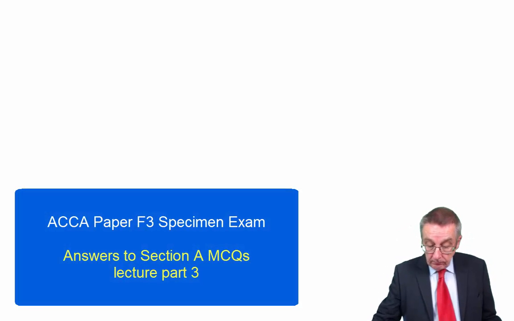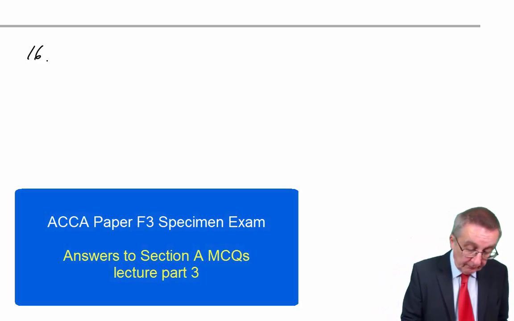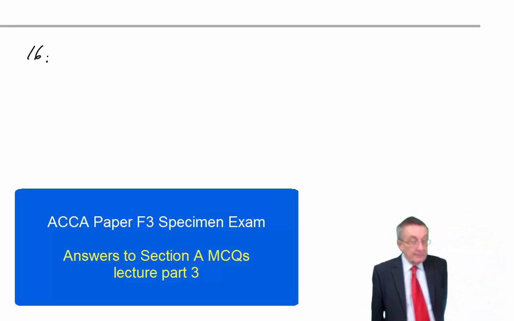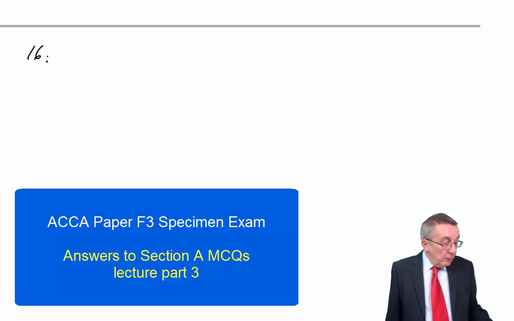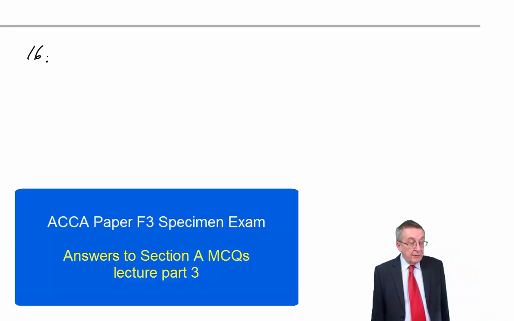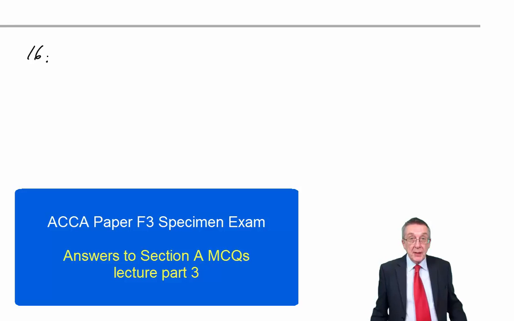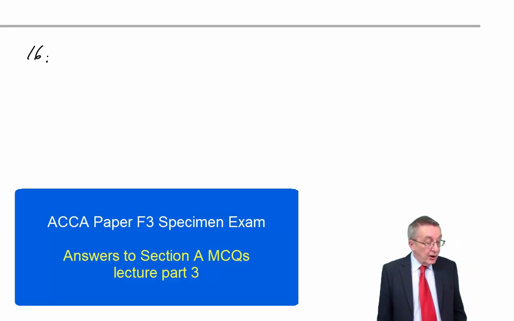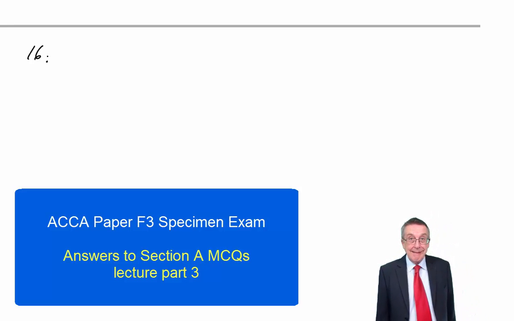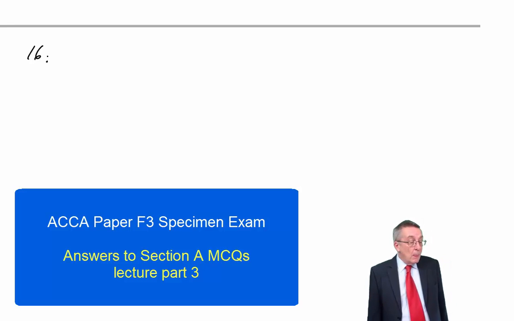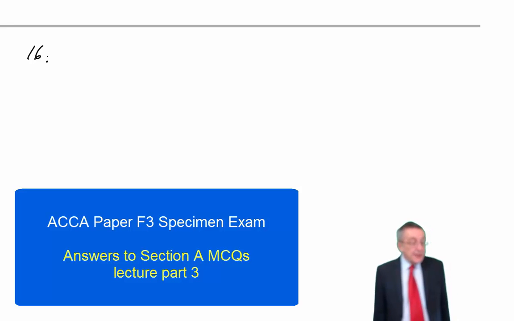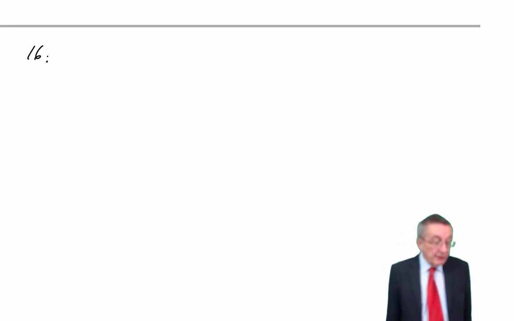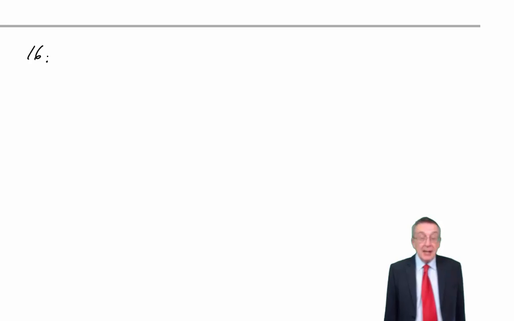Question 16. What amount should be charged to the statement of profit or loss in the year ended 30th of June X9 for electricity? When you read it, the following transactions relate to Rashid's electricity expense ledger account for the year ended June X9.